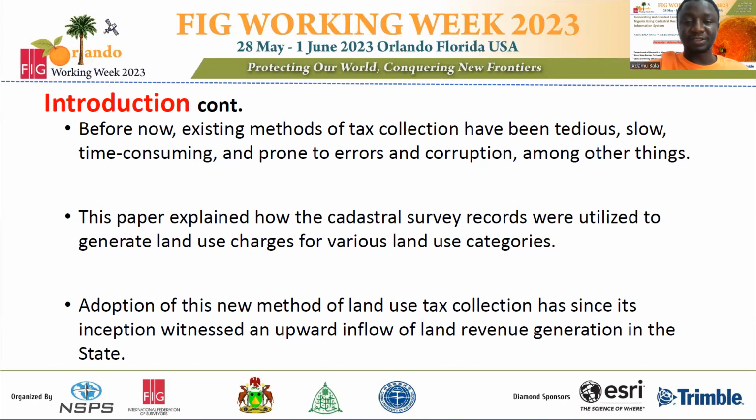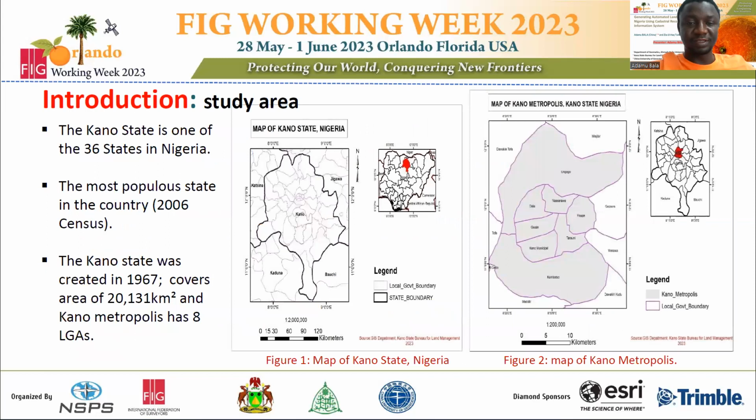This paper explains how the cadastral survey records were utilized to generate land use charges for various land use categories within Kano metropolis. Adoption of these methods of land use tax collection has, since its inception, witnessed an upward inflow of land revenue generation in the state, which serves as a source of money for improving good governance and carrying out infrastructural projects. The study area is Kano metropolis, which is within Kano State itself.